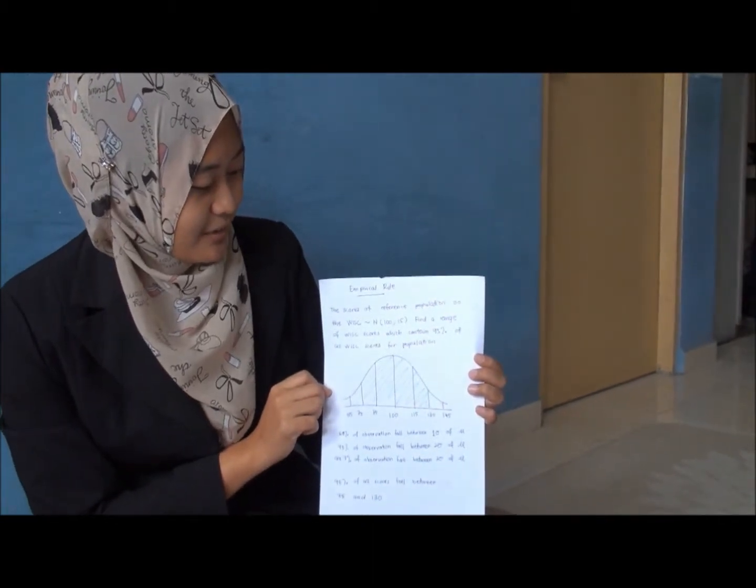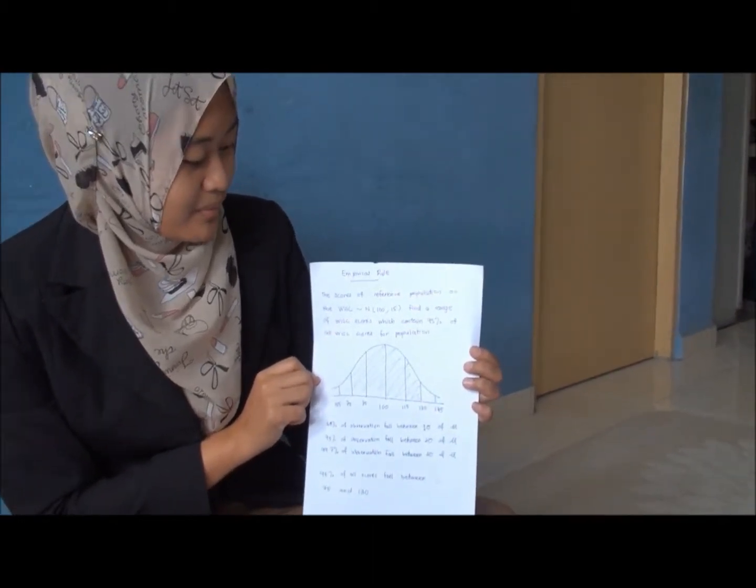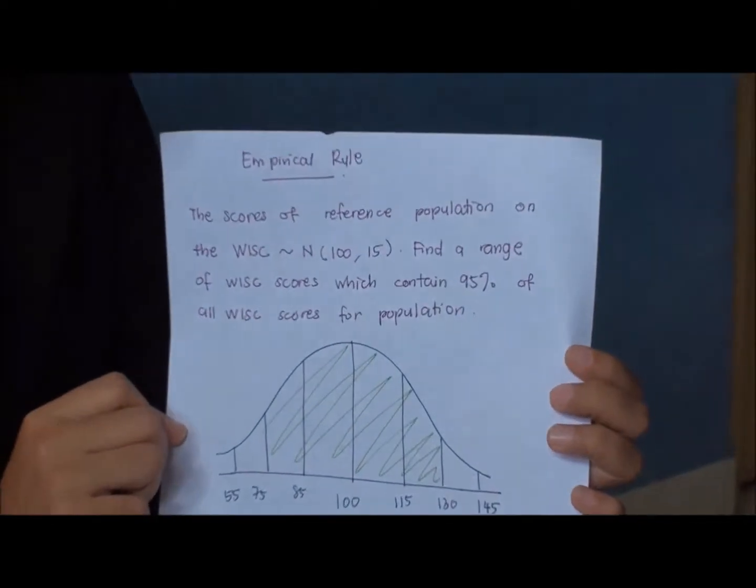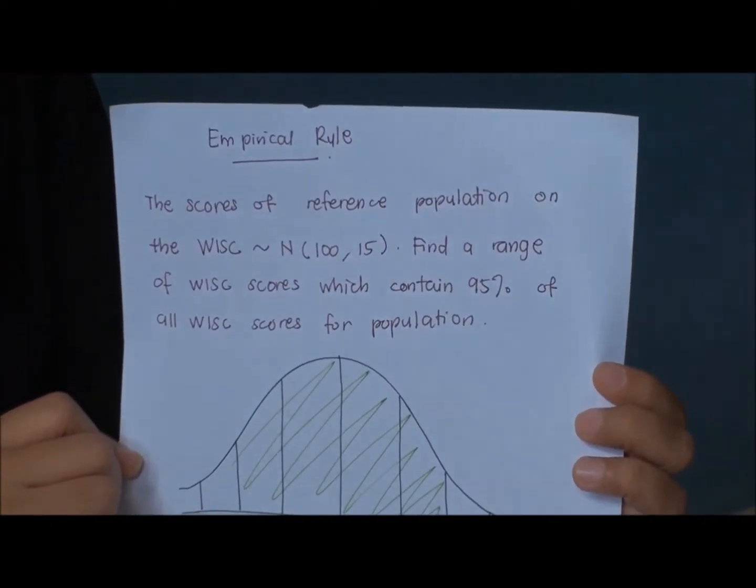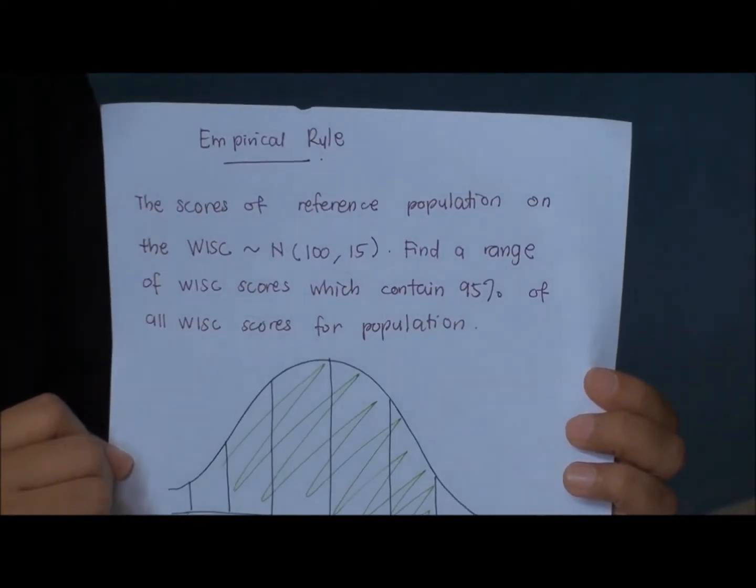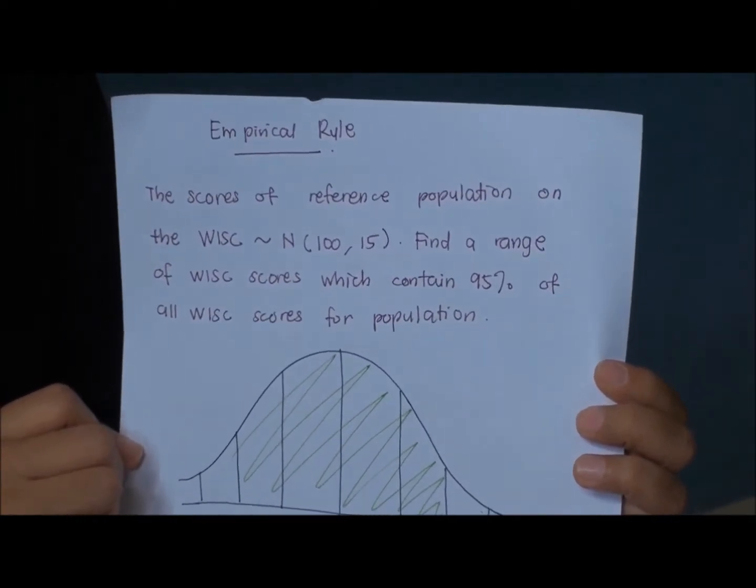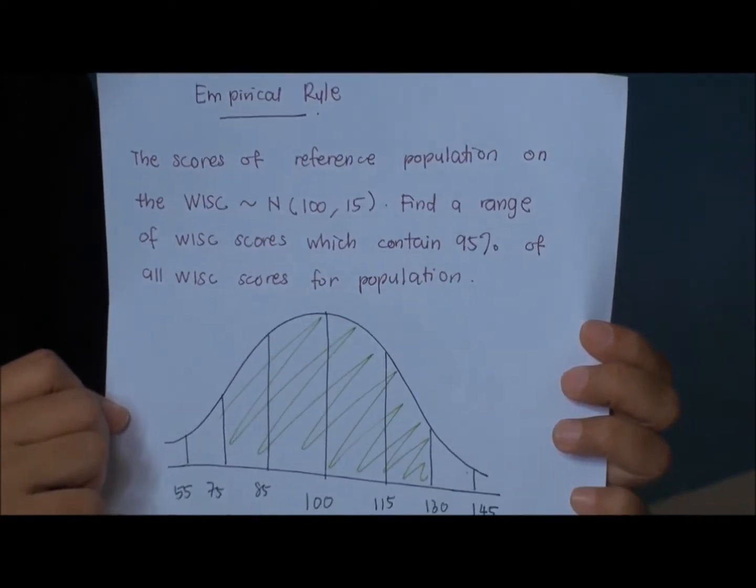Example 3 is the scores of a reference population on the WISC. The mu equals 100 and the variance equals 15. Find a range of WISC scores which contain 95% of all WISC scores for the population.